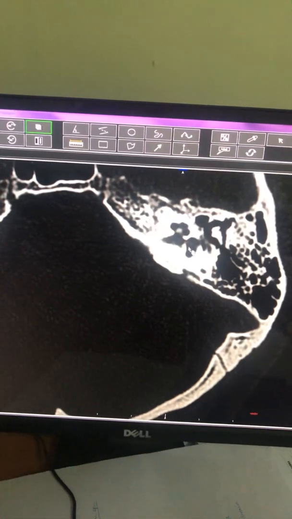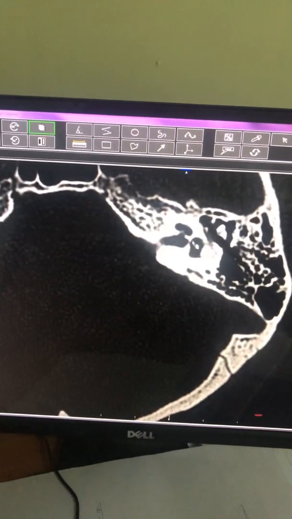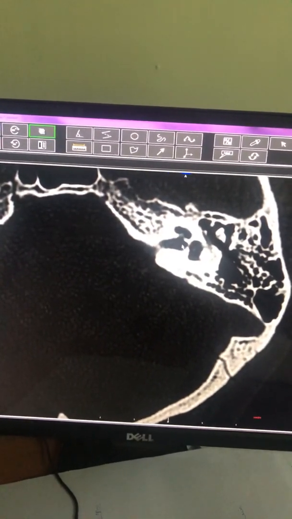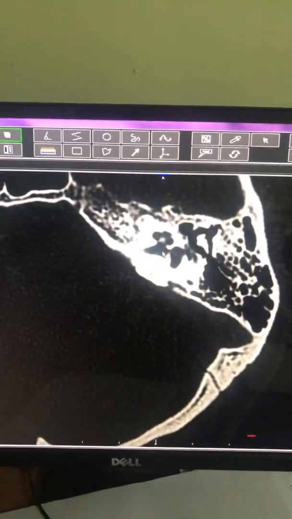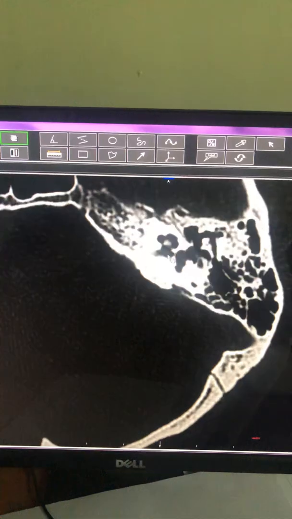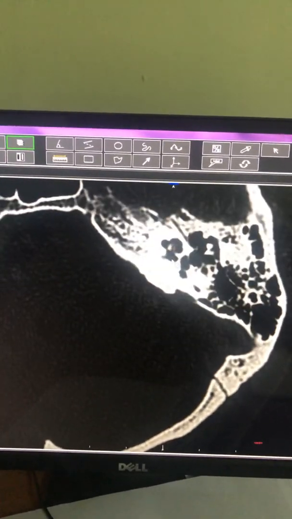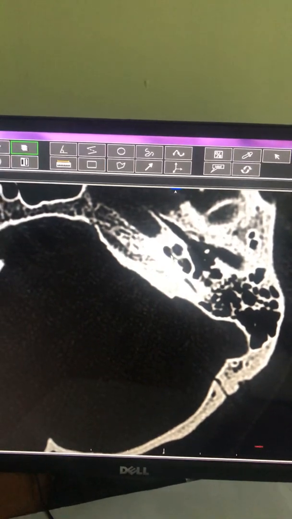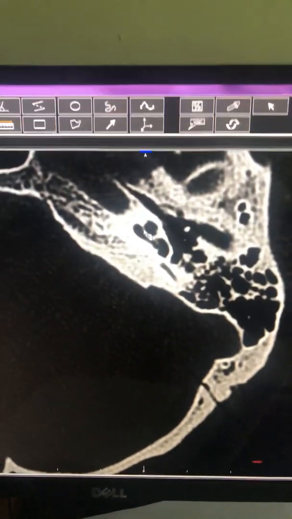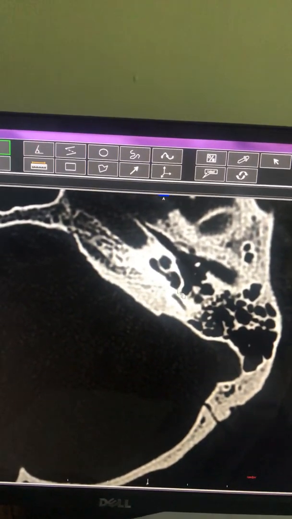You have the modiolus, or you can see the internal auditory meatus from which the nerve is coming into it. It means it is the dome of cochlea. So then you go down, then you can see this kind of a structure. That means it is a 1.5 turn of cochlea, or almost in the middle of cochlea.